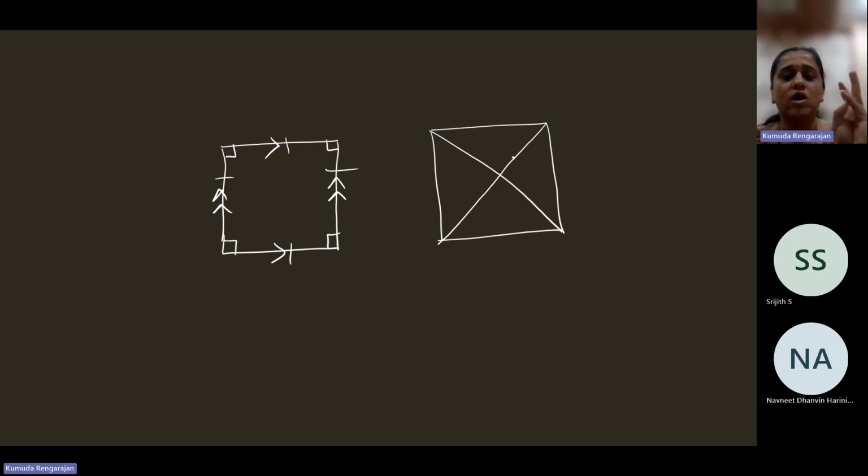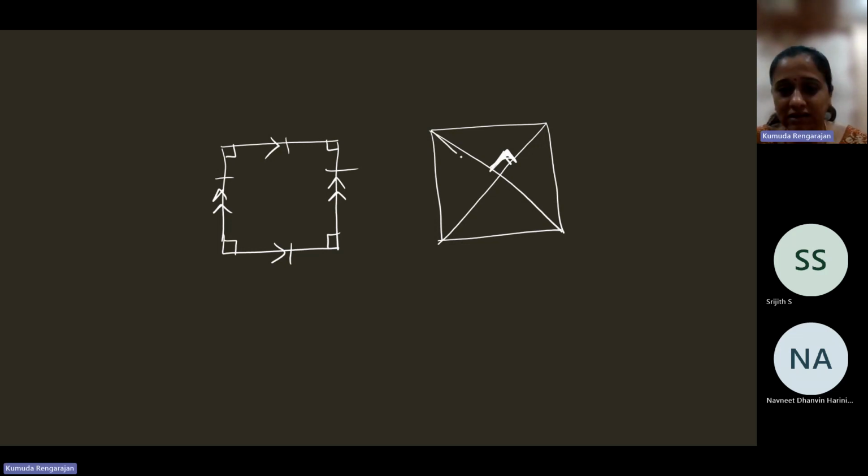In all the four, rhombus, rectangle, square, parallelogram, the diagonals bisect each other. So here also diagonals bisect each other. Diagonals are equal and diagonals are perpendicular to each other. They meet at right angles. Diagonals are equal. Diagonals bisect each other. Diagonals meet at right angles.